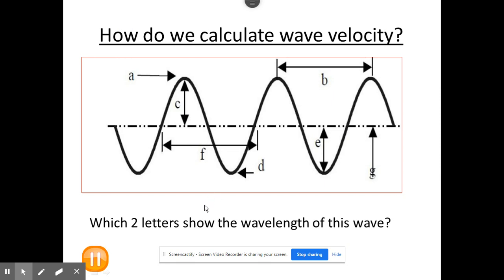So here is your driving question. If you can write that down, please. And then for your starter, pause the video and have a look and identify which two letters are showing the wavelength of this wave.